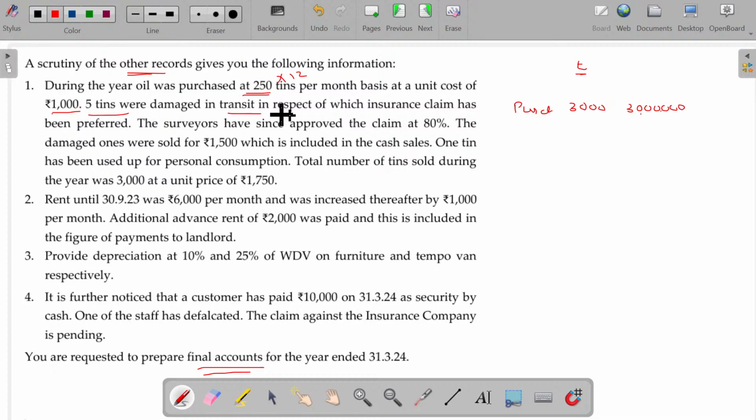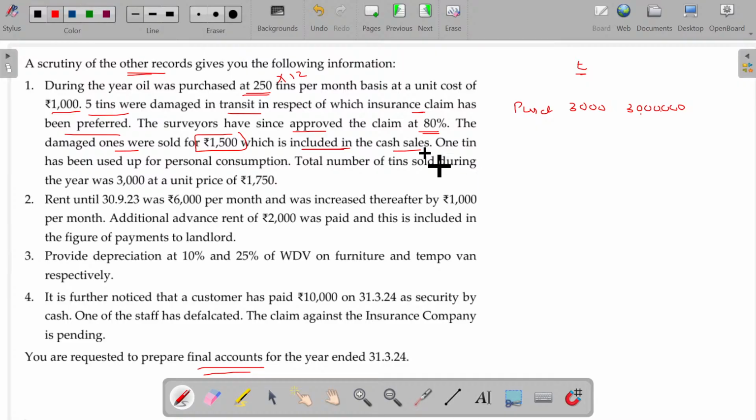5 tins were damaged in transit, in respect of which insurance claim has been preferred. So out of that, 5 tins were damaged, abnormal loss, and it is insured. So we will be getting the revenue also. The surveyors have since approved the claim at 80%. The damaged ones were sold for rupees 1500, which is included in the cash sheets. Right. So we got around 80% value as a claim, and damaged piece also retained by us only. So we discarded that damaged pieces for 1500 rupees. Is that okay?